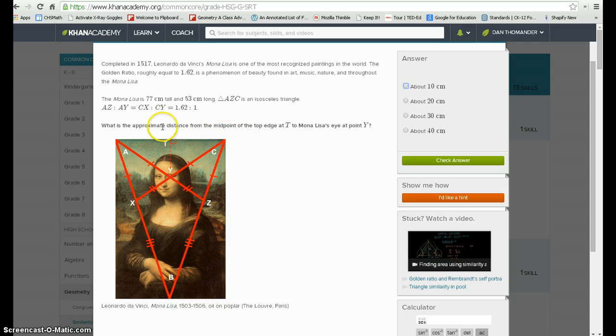All right. What is the approximate distance from the midpoint of the top edge at T to Mona Lisa's eye at point Y? So we're trying to find this length right here. But we're given that this is the midpoint. And we know that this length is equivalent to these two lengths together. All right, this is going to be a good one.